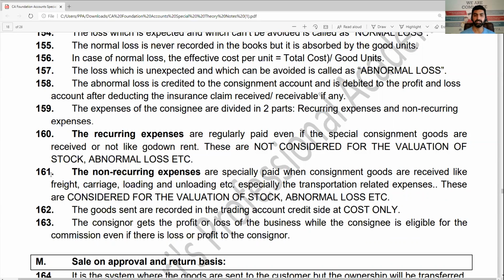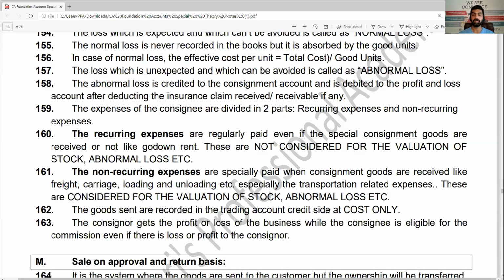But why this bifurcation? Recurring expenses are never considered in valuation of stock, which we have seen in the practical part also. But all the non-recurring expenses are considered in the valuation of consignment stock as well as abnormal loss, because you have to recover this cost from the sale of the closing stock next year as well as from the insurance company. So I repeat, recurring expense is ignored in case of valuation, but non-recurring expenses are considered.